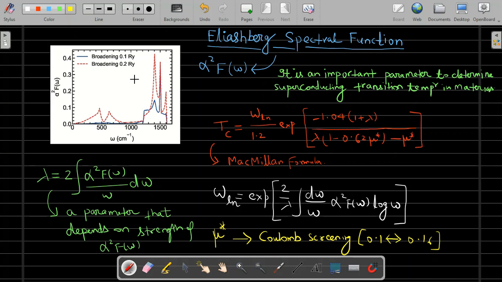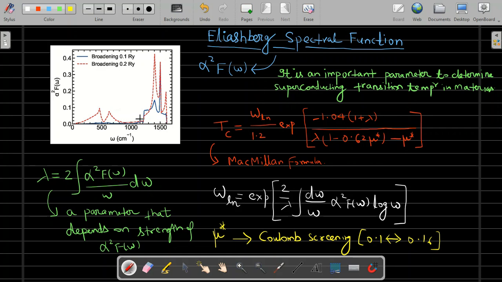So in this video, we will learn to calculate the Eliashberg spectral function. Before going to the actual calculation, I will quickly tell you something about this function. This Eliashberg spectral function is alpha square F omega.